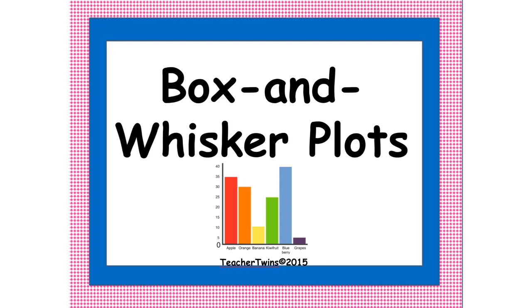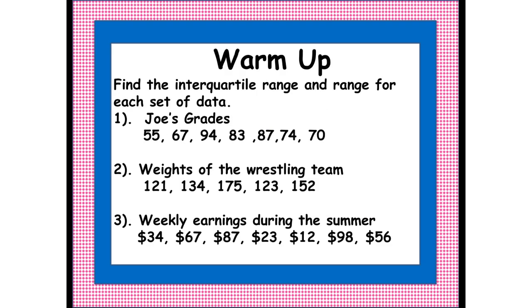Today's lesson is going to involve box and whisker plots. In order to be successful at box and whisker plots, we have to review what we did last week, finding the numbers that represent the places of variation. So it says to find the IQR and the range for each set of data.